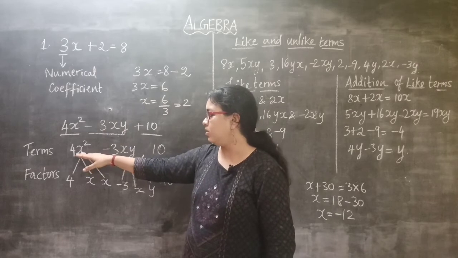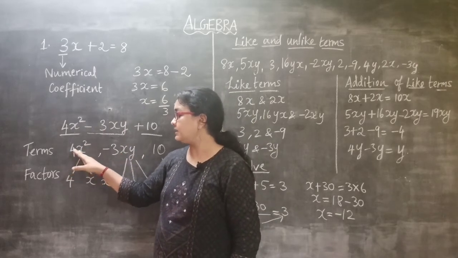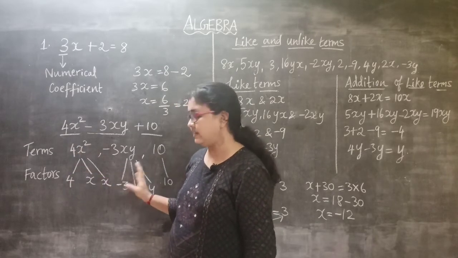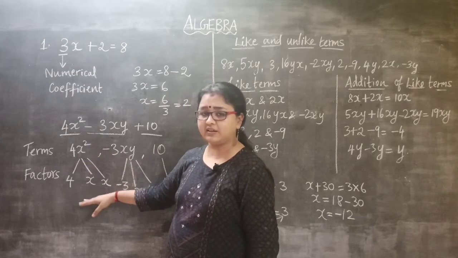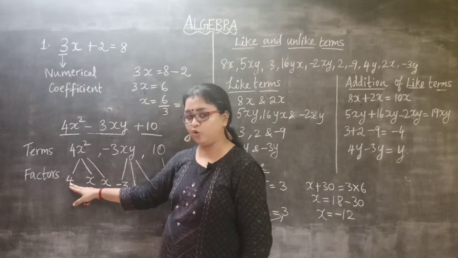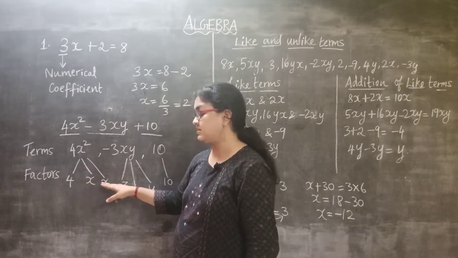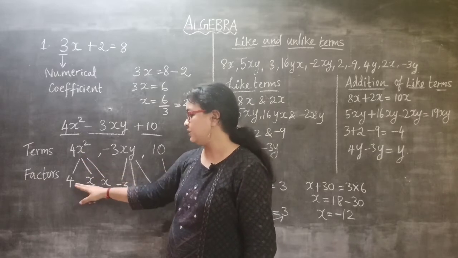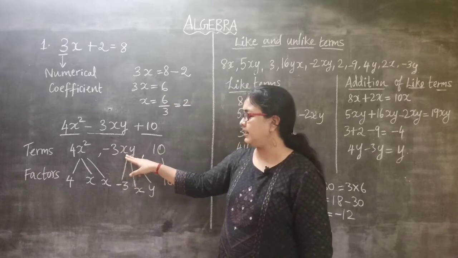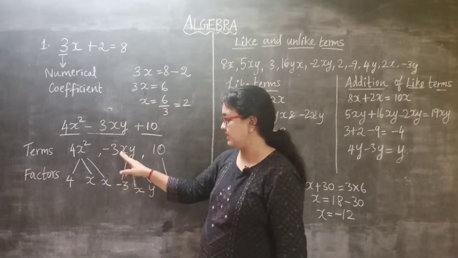Now 4x square. In 4x square there are 3 different factors. So what are those factors? This is called a tree diagram. The tree diagram of factors is given here. The factors of this 4x square are 4, x, and x. x into x is called x square, so 4 into x into x is 4x square. That is what is given as a tree diagram. Next one, minus 3xy. Minus 3 is a factor of minus 3xy.